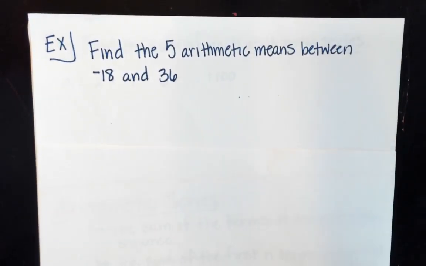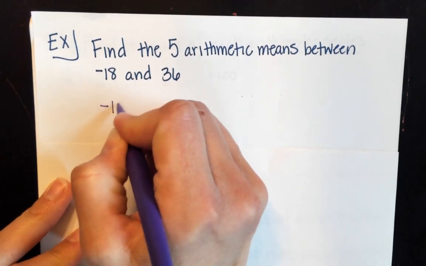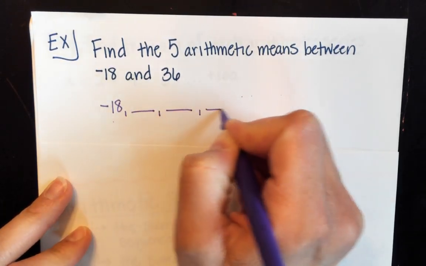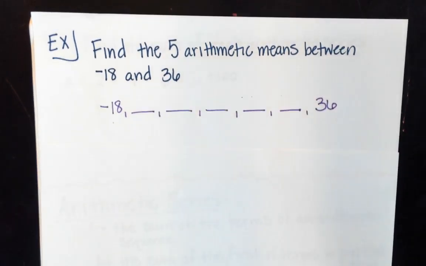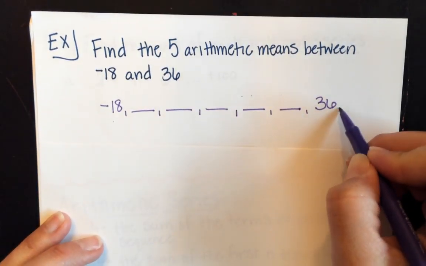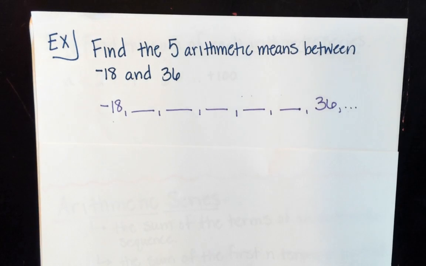So this one, it's just presented a little bit differently. Instead of showing all those nice boxes and blanks in between, we do have: find the 5 arithmetic means between -18 and 36. So pretty much it's like you are creating your own fill in the blanks.